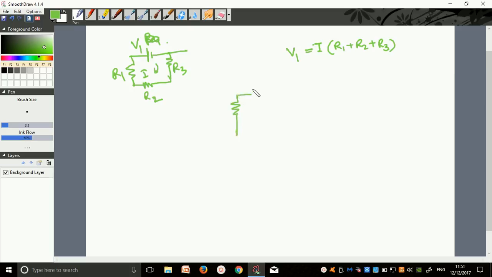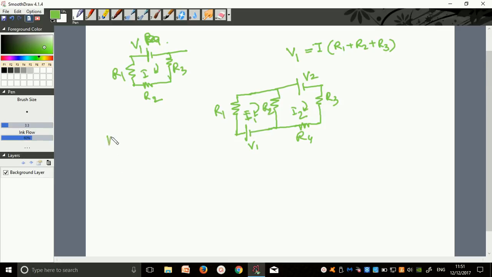Take a more complicated circuit like, say V1, this is R1, this is R2. Take another mesh, say V2, R3, R4. Assume I1 current is flowing in this mesh, I2 current is flowing in this mesh. So how to write the equation in the first mesh, that is, you start from this point, start from any point. Suppose I'm starting from this point.